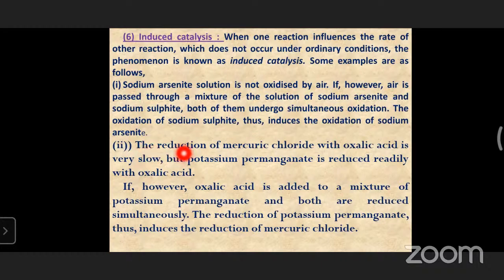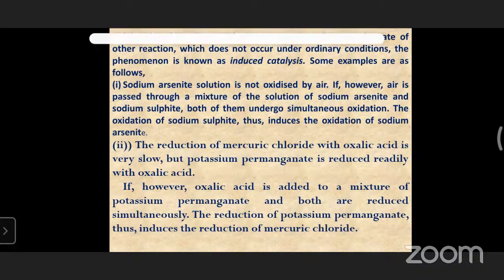Similarly, another example: the reduction of mercuric chloride with oxalic acid is very slow. But when potassium permanganate is added, it is reduced readily with oxalic acid. When oxalic acid is added to a mixture of potassium permanganate and mercuric chloride, both are reduced simultaneously. So the reduction of potassium permanganate induces the reduction of mercuric chloride. This is the major reason. Here potassium permanganate works as an induced catalyst, and in the earlier example sodium sulfite acts as an induced catalyst.